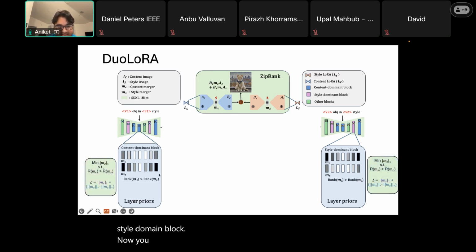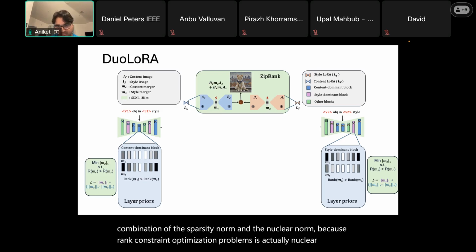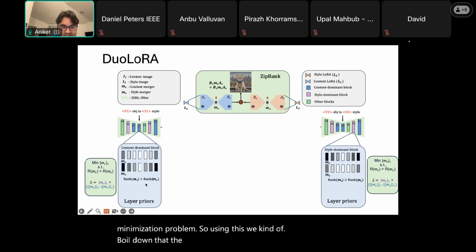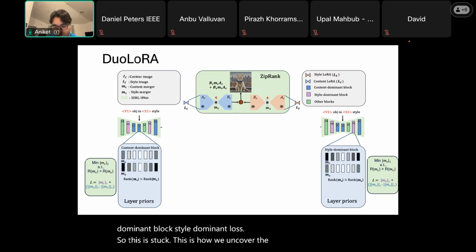Now we noticed that this rank constraint actually boils down to a loss function, which is a combination of the sparsity norm and the nuclear norm, because a rank constraint optimization problem is actually a nuclear norm minimization problem. So using this, the content dominant mergers are trained with this loss, which is a combination of sparsity and nuclear norm, and the later layer mergers are trained with this style dominant loss. So this is how we incorporate the layer priors during the merging.